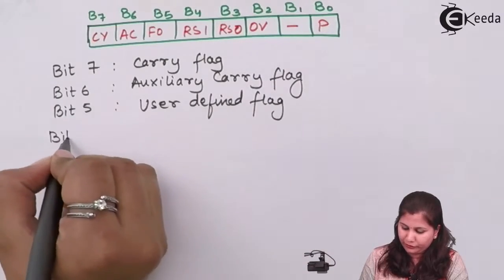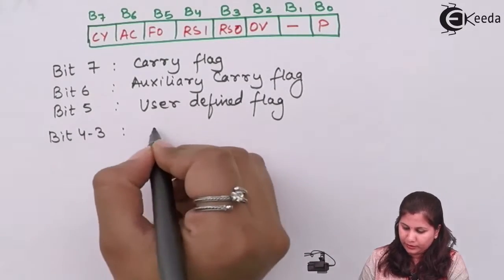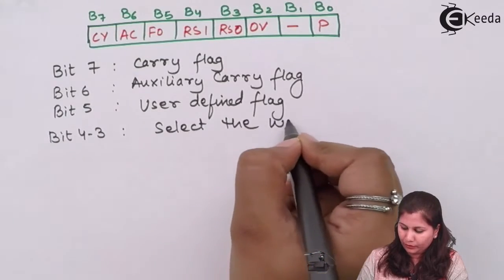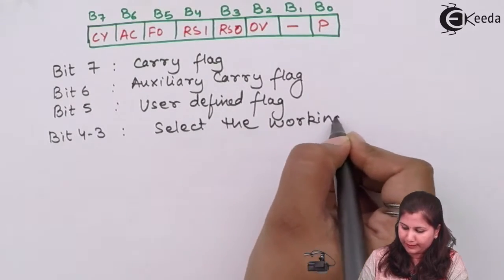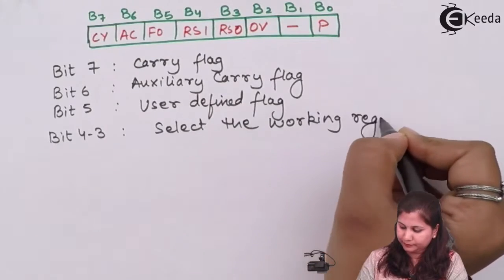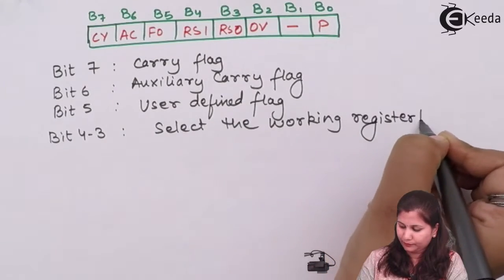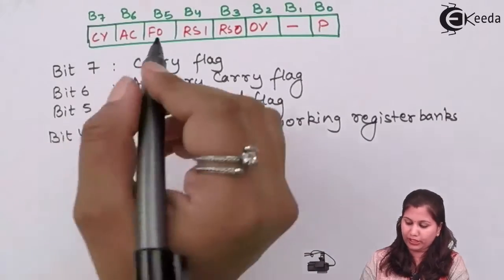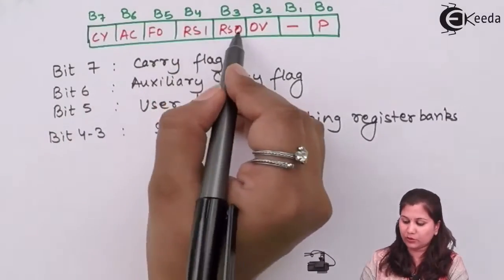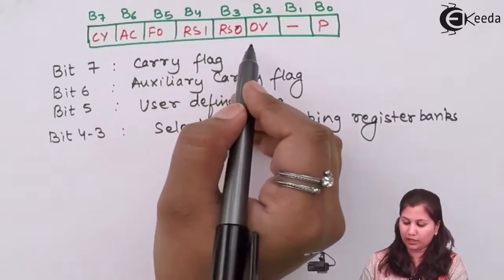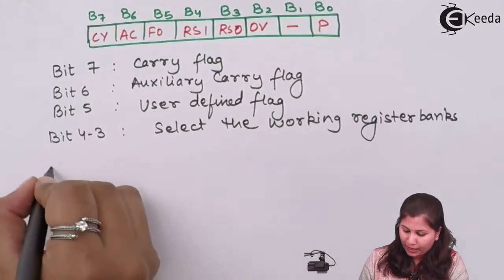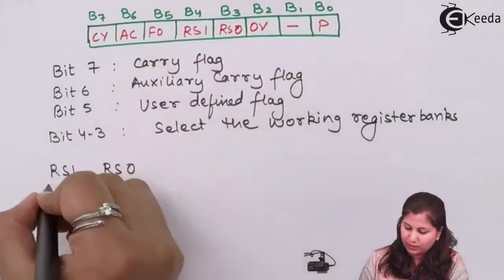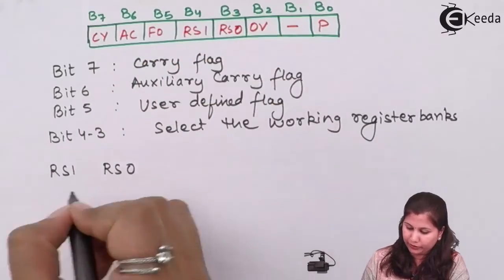Bit 4 and bit 3 select the working register banks. So there are 2 bits here, bit 4 and bit 3. They can take different values like 0 0, 0 1, 1 0 and 1 1. Let's see how you select the banks. This is RS1, bit 4, and RS0, bit 3.